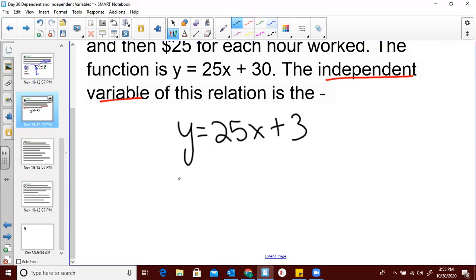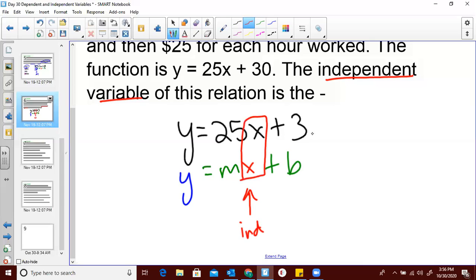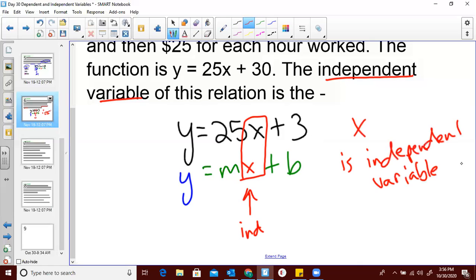All right, so I'm going to have y equals mx plus b. And I know that my x is my independent variable. And when I box in my x, the appropriate variable above it, we'll see that x is the independent variable.